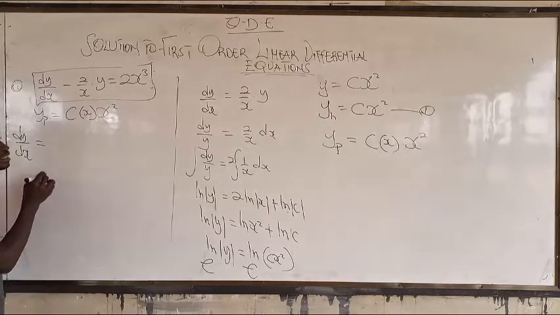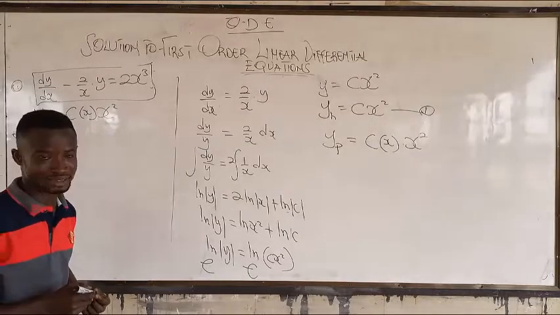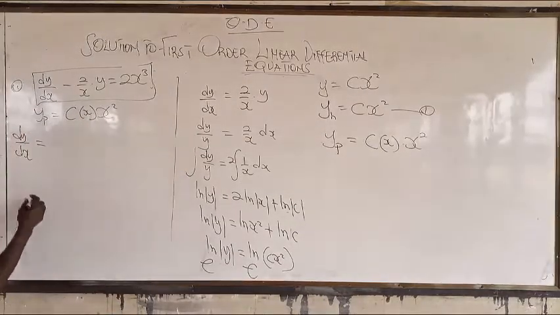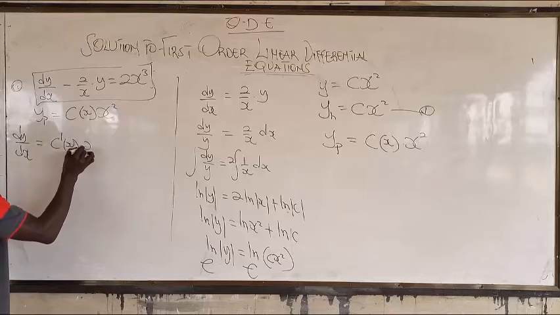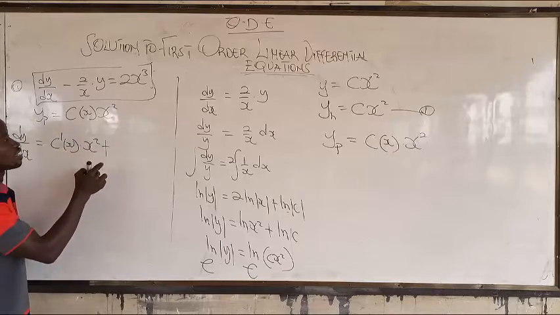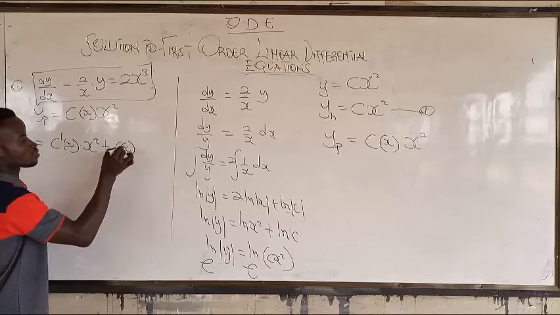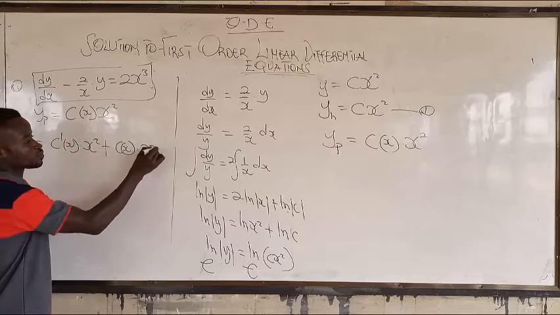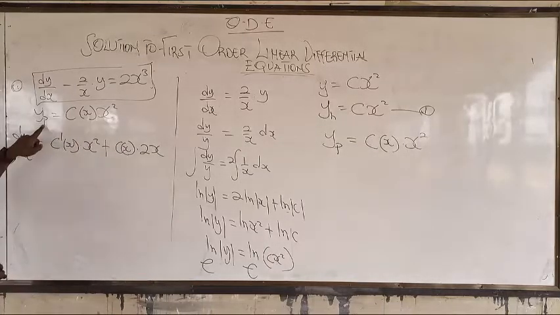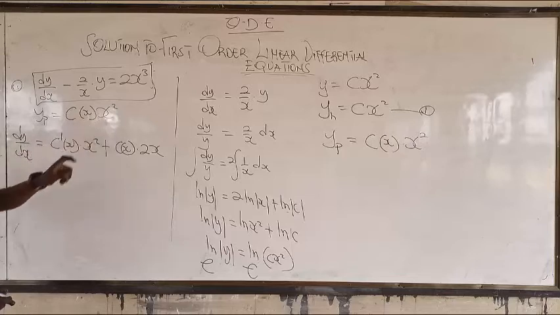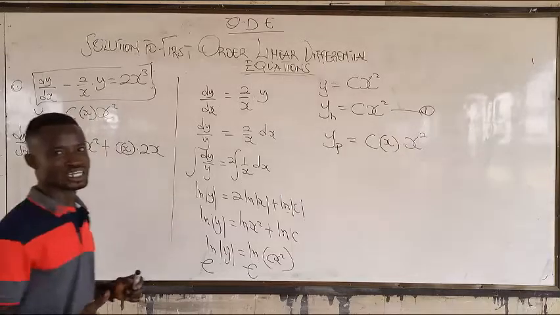You can choose to make it dy subscript p, alright, but it doesn't matter. So to be equal to, this is a product rule. So differentiate this, leave this, plus leave this, and differentiate this, which is 2x. I hope that is clear. So now we have dy dx. And this is representing the function y. So we go and do the substitution.